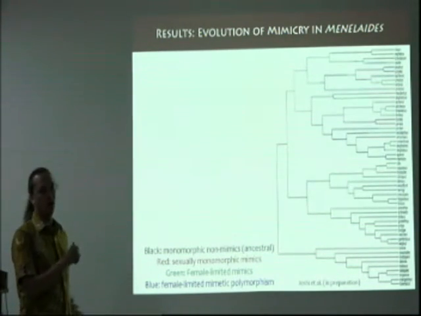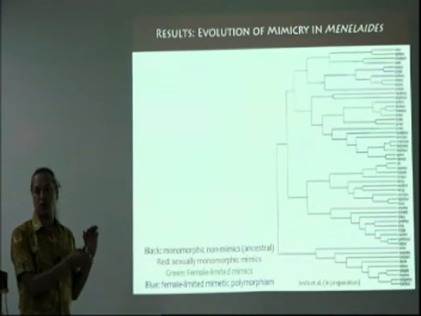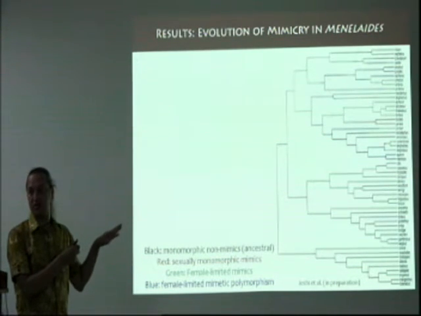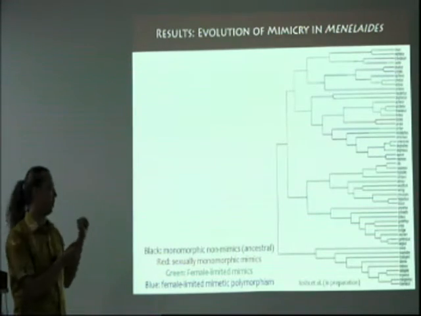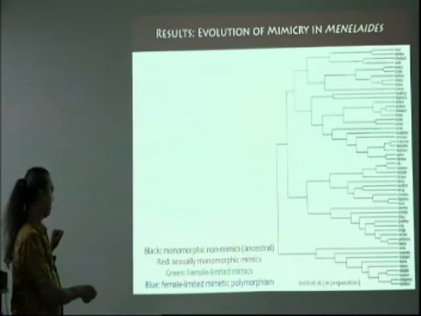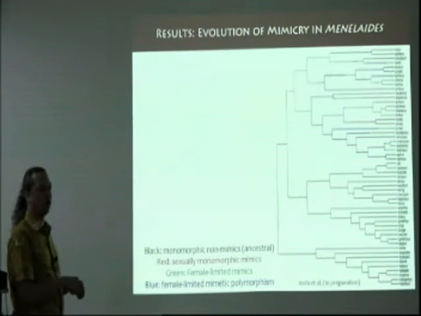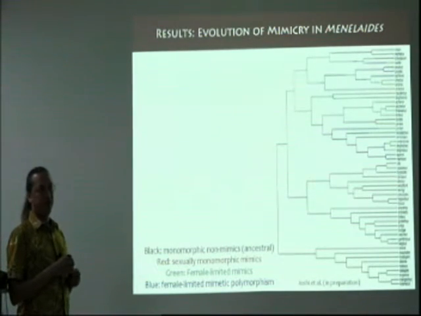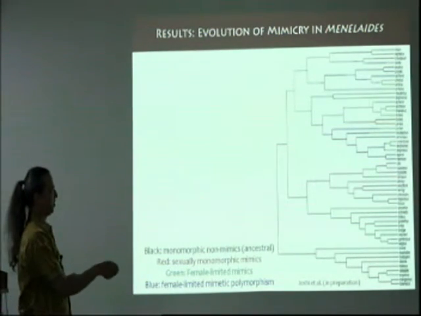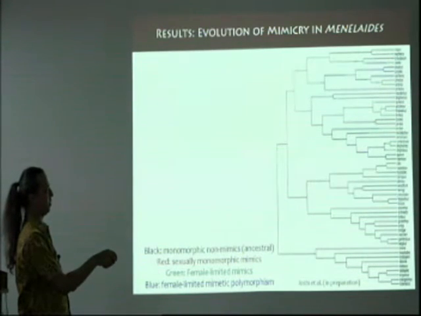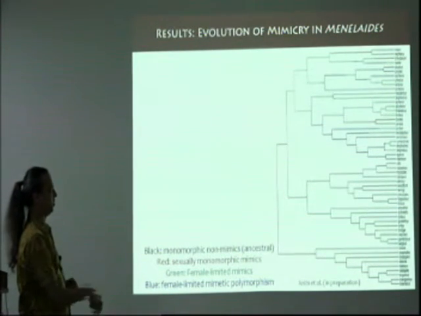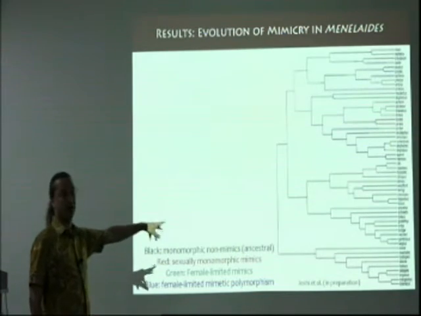And going back to what we are going to use this phylogeny for, I have mentioned this tremendous diversity of mimicry wing patterns here. So these are four types of mimicry that you see in this group, and this is just showing what is the mimicry type in that clade and what is its evolutionary history. So this is what we are working on right now.